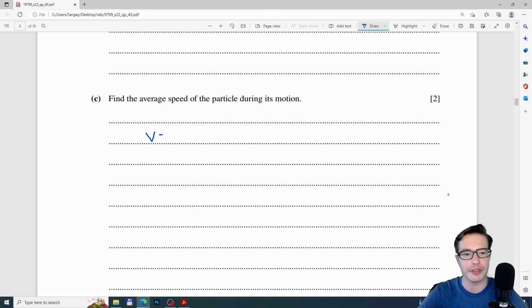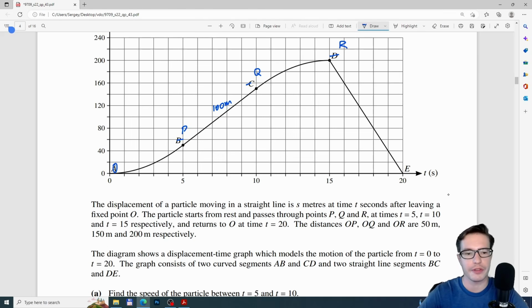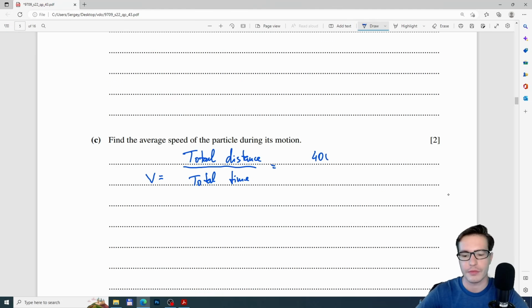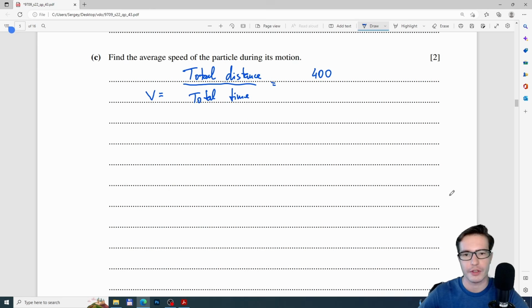So average speed is going to be total distance over total time. Now let's look at the graph. In terms of distance, the particle went from 0 to 200 and then went back to 0. So all in all it went 200 plus 200, which is 400. And the time it has taken was 20. So all in all we got 400 over 20, which is 20 meters per second.